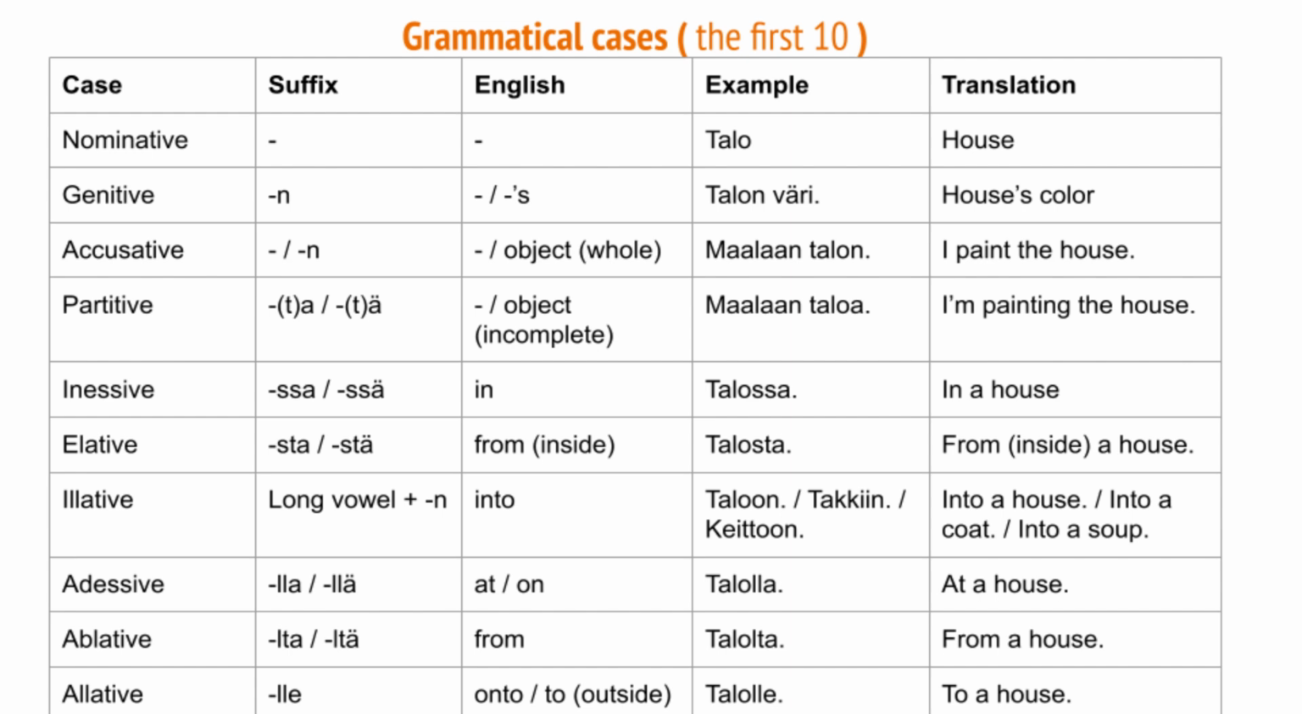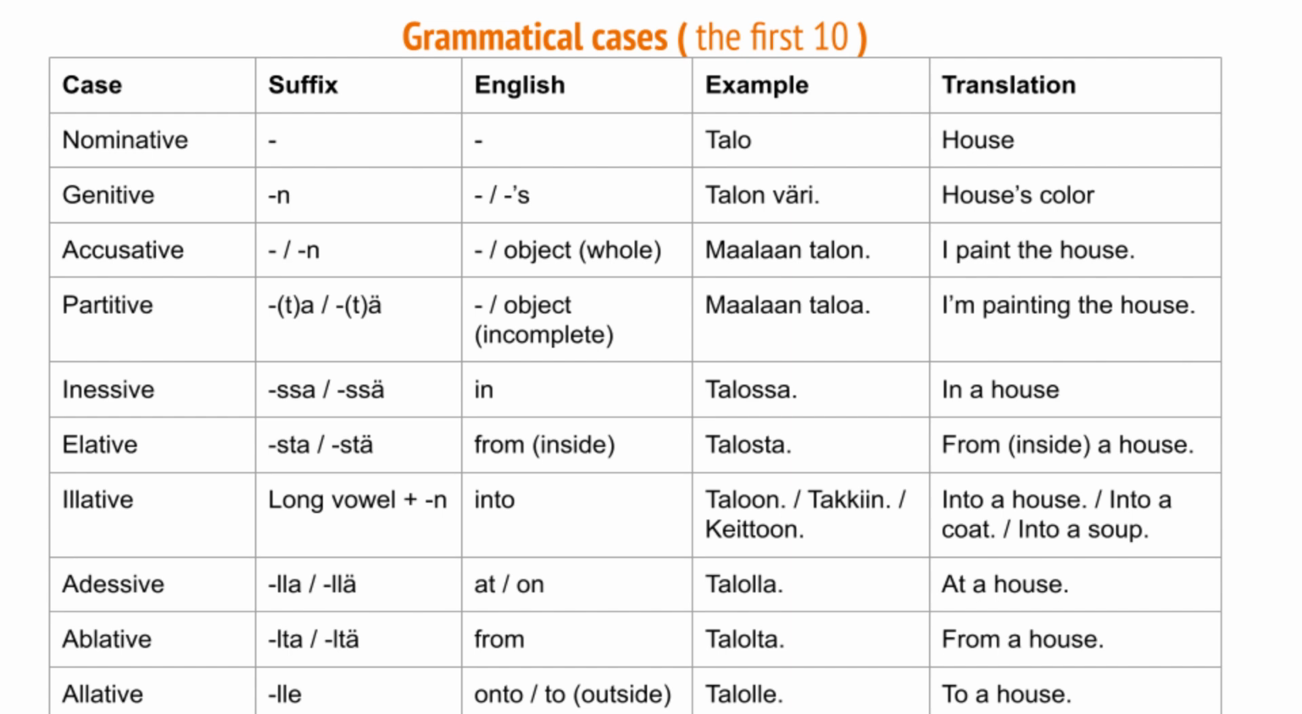Then the last three of this section are adessive, ablative, and allative. So these are again related to locations, but these are outside. They're either outside no matter where, or on top. So talolla, talolta, and talolle. At a house, from a house, to a house. Ablative, talolta, from a house. It means like you are by the house, but you're not necessarily inside of it. So if your friend asks you like, where are you coming from?